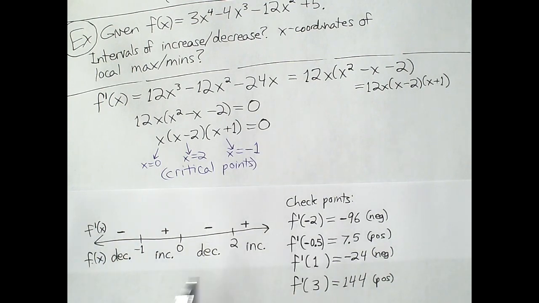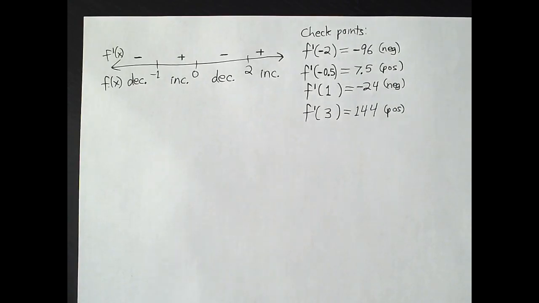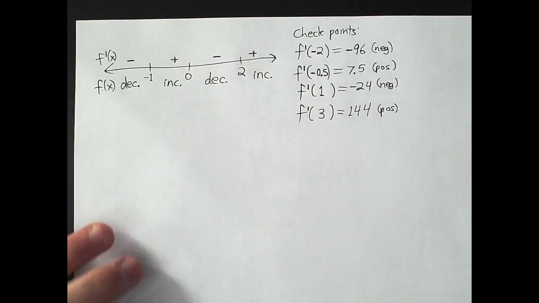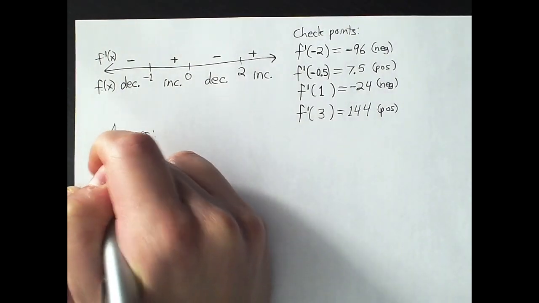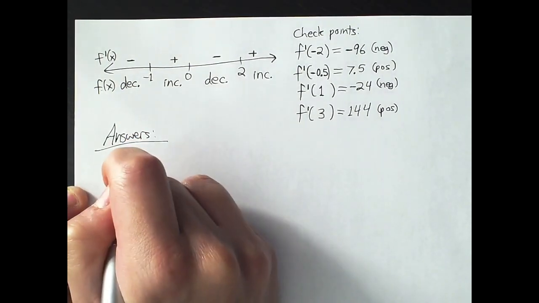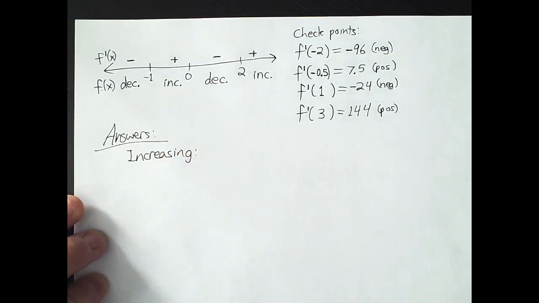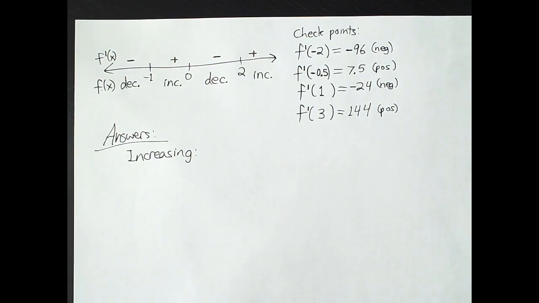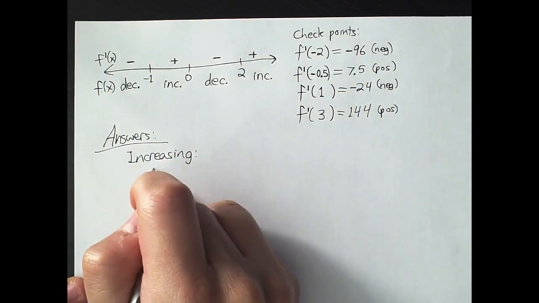It's pretty cool because now you can see the intervals of increase and decrease, and from this we'll be able to figure out where the local maxima and minima are. So let's do this. Let's write the answers. Okay, increasing. Make sure you indicate what is what. Don't just write a bunch of intervals, because then I won't know which of them you are trying to say are the increasing ones, and which are the decreasing ones. Just write the word increasing and decreasing.